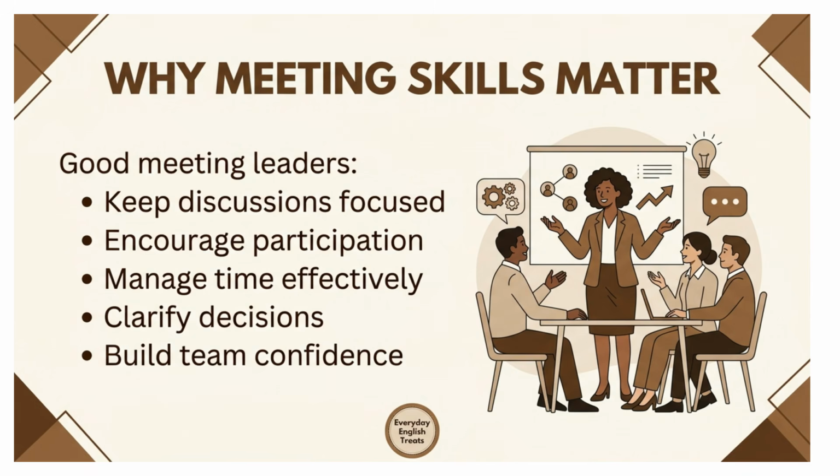The fourth responsibility is to clarify decisions. At the end of a discussion, participants should understand exactly what has been decided. For example, a meeting leader might say, "We've agreed to launch the campaign next month." This helps eliminate confusion and misunderstandings. The final responsibility is to build team confidence. When meetings are organized, respectful, and productive, team members feel more comfortable sharing ideas and participating in discussions. A confident team is often a more collaborative and successful team. These 5 skills form the foundation of effective meeting leadership.